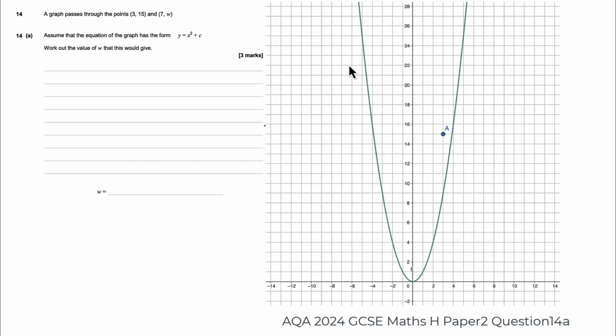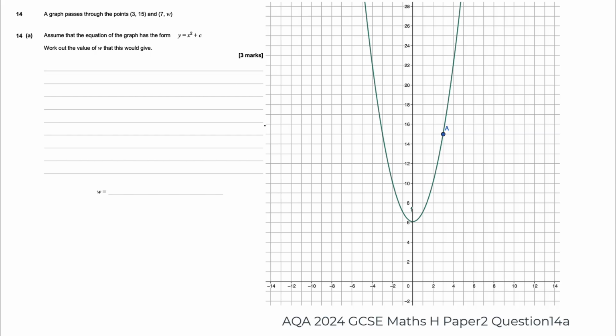Well, here we've got the graph of y equals x squared. 0 squared is 0, 1 squared is 1, 2 squared is 4, 3 squared is 9. So the heights are showing the value of the x coordinate squared. 4 fours are 16 and so on. So that's y equals x squared. Now, if we add c to that, then the graph moves up parallel to the y-axis. So I'm adding values of c.